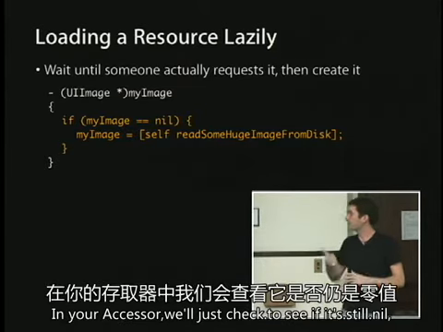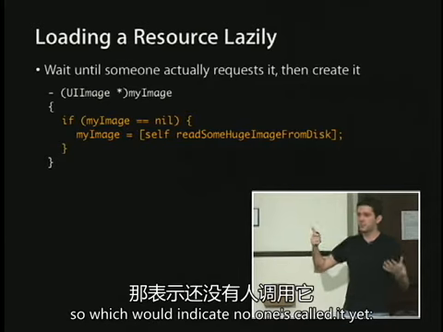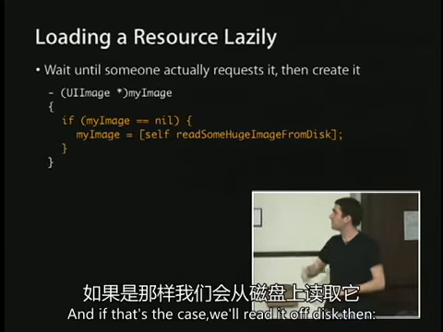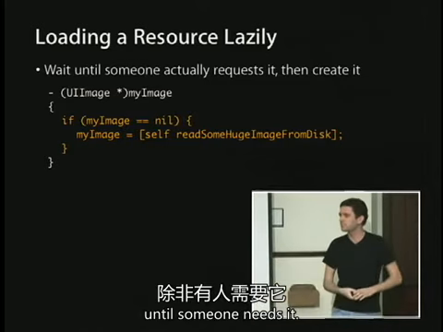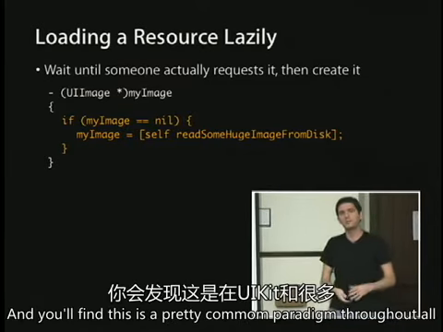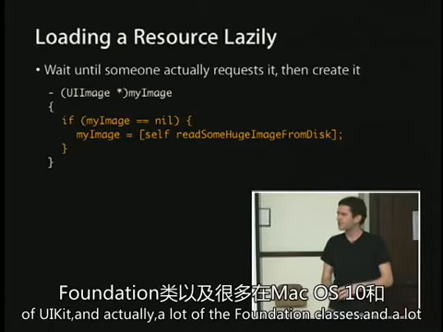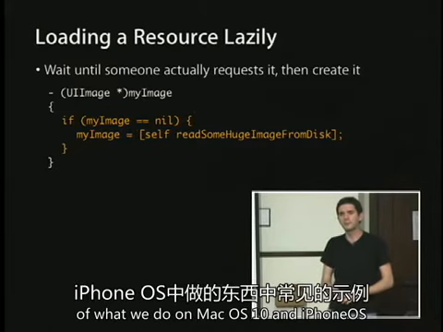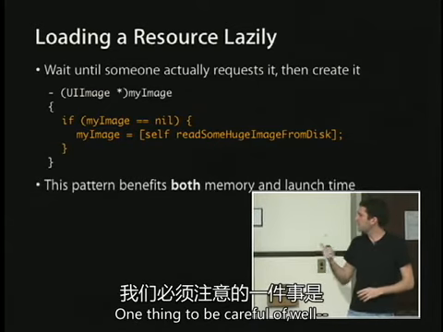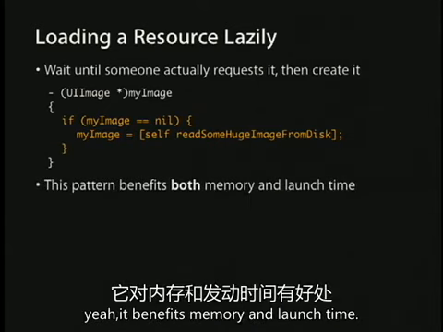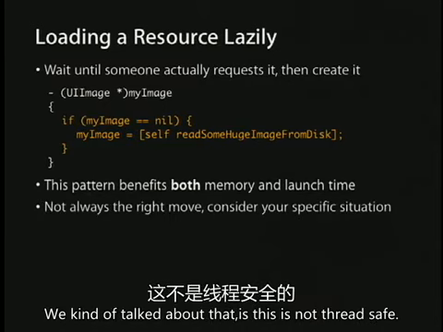In your accessor, we'll just check to see if it's still nil, which would indicate no one's called it yet. And if that's the case, we'll read it off disk then. So we won't try and load the image until someone needs it. You'll find this is a pretty common paradigm throughout all of UIKit, and actually a lot of the Foundation classes and a lot of what we do on Mac OS X and iPhone OS. It benefits memory and launch time. We kind of talked about that.